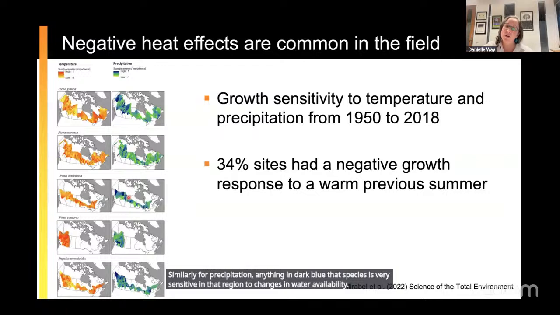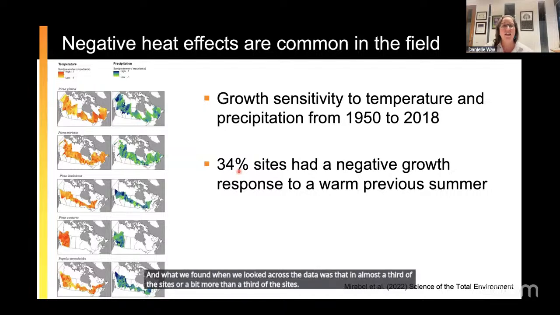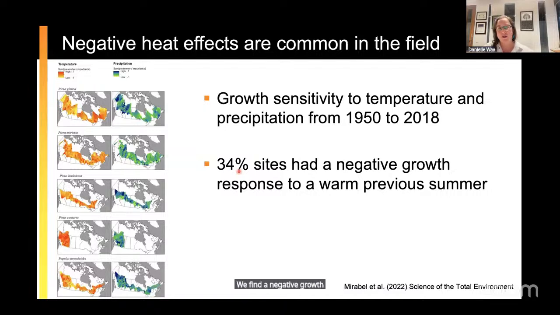And what we found when we looked across the data was that in almost a third of the sites, or a bit more than a third of the sites, we find a negative growth response to warming in the trees, but it's actually the warming that happened last year. So if you're looking at a tree's growth this year, what actually matters for it is the climate it experienced last summer.